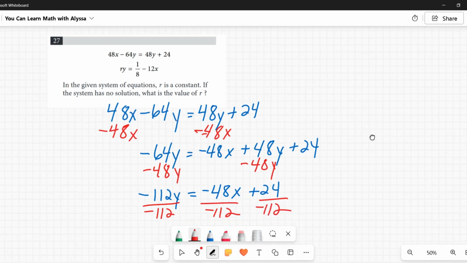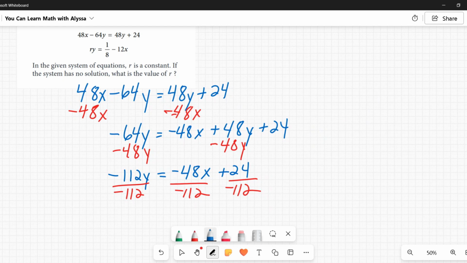So now I have just y by itself, and it's equal to, and those negatives cancel out, and I will simplify this in a second, 48 112ths x plus, actually let's change that to minus because it's, instead of plus a negative, let's just make it cleaner. So minus 24 over 112. I'm not going to worry about simplifying the 24 over 112 because it doesn't matter for our problem, and I'm not going to waste my time on that on the SAT.